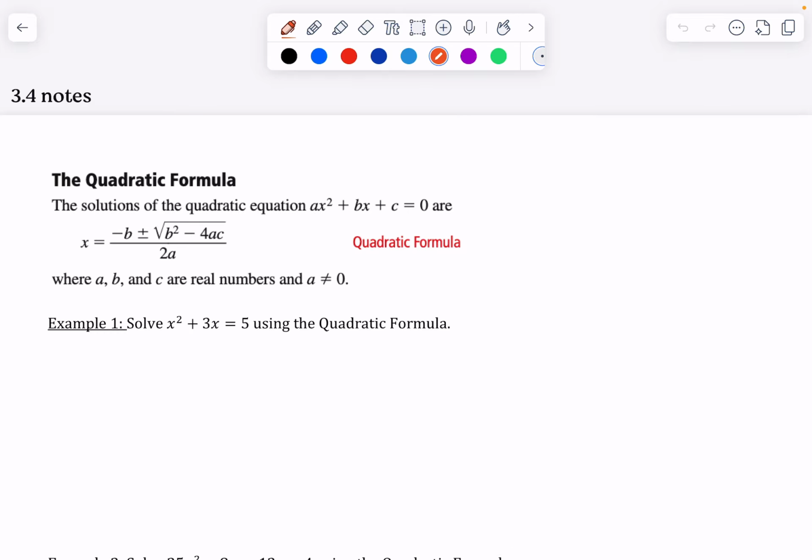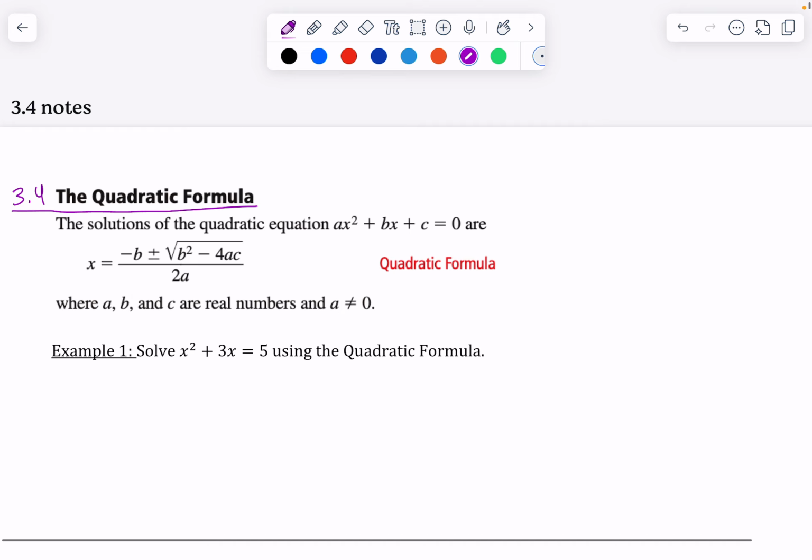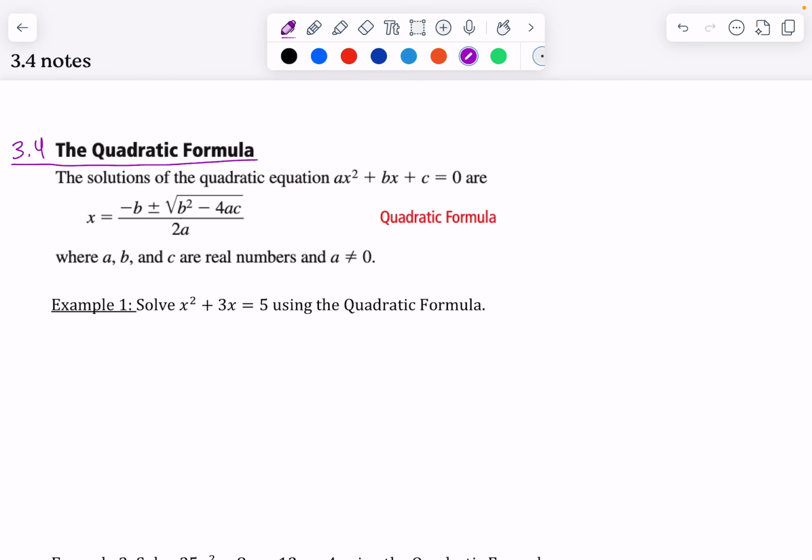So today's lesson was 3.4, and it was all about the quadratic formula. This is actually the lesson title right here. The quadratic formula is a method that can be used to solve any quadratic equation. And in order to use this formula, you just need two things. You need your equation in standard form, and you need to have it set equal to 0. Those are the only two things that you need, and once you have that, you can simply use this formula, plug in your a, b, and c values, simplify, and get the solution to the quadratic equation.